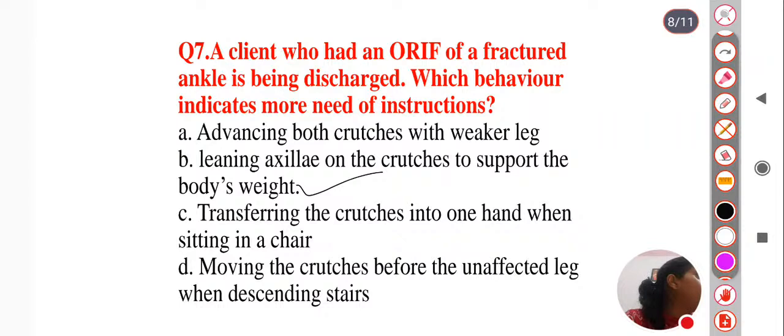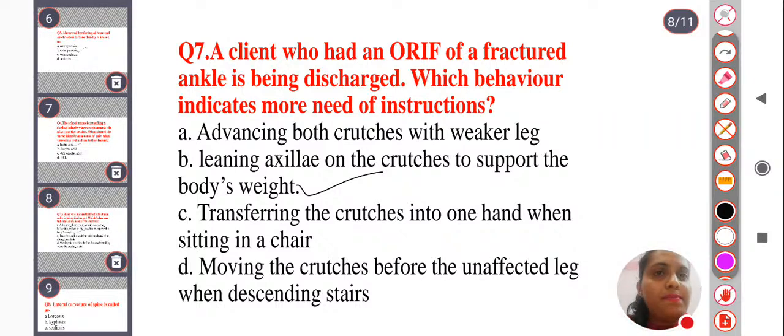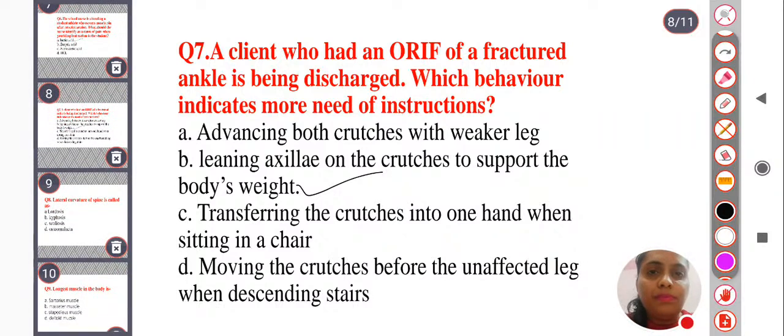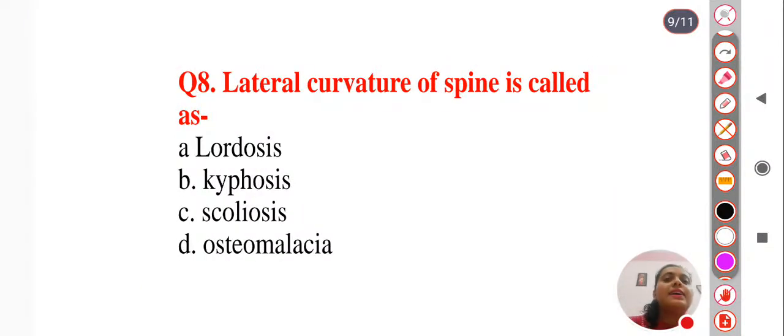Let's move further. Lateral curvature of the spine is called as, direct question, you must know this: lordosis, kyphosis, scoliosis or osteomalacia. Upma Gupta has answered A. Akriti Sharma A. Kiran Chauhan A.